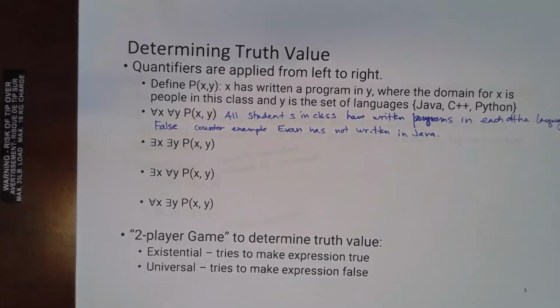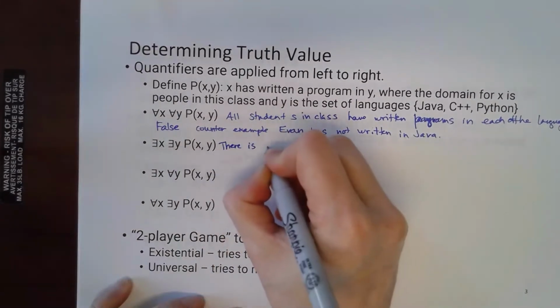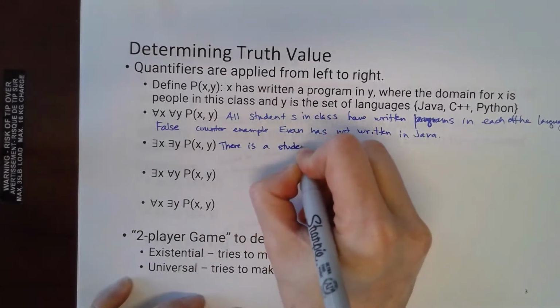All right, the next one. There exists an x and there exists a y such that P of x, y. How do we translate that idea to English so that we can understand what it is? Matthew's got it: there exists a student who has written a program in either Java, C++, or Python.